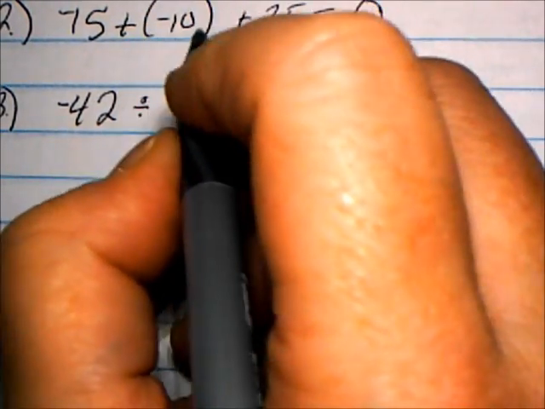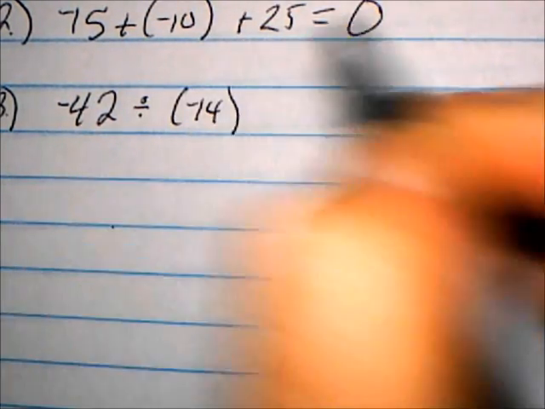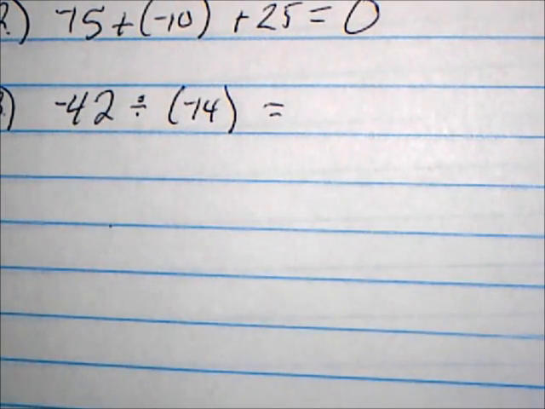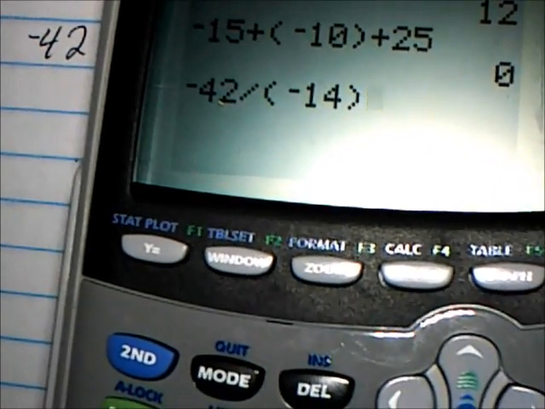Negative 42, and then they got the old-timey division symbol there, and negative 14. So there, the symbols are negatives. Don't put any subtracts in there. So negative 42 divided by negative 14. So put it in. What do you get? 3.